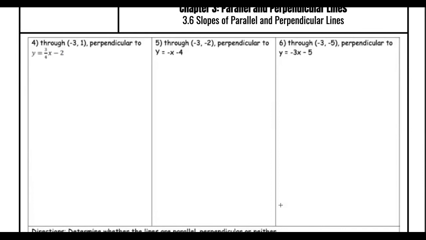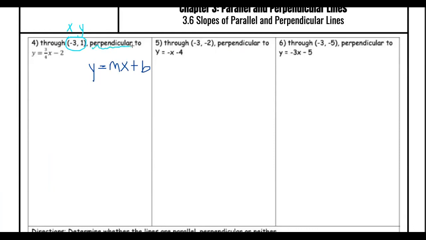Looking at number 4, same instructions, write the equation of a line in slope-intercept form that goes through this point, but this time perpendicular to this equation. Okay, what do we need to do? Pick out the important information. I'll go ahead and get my formula down here. Then I'll pick out the important information. Okay, so this point is important. We know that always gives us x, y.